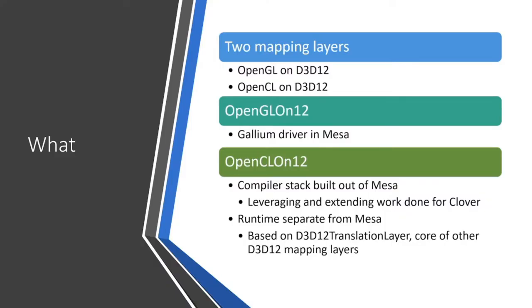It doesn't necessarily leverage the OpenCL API implementation in Mesa, but it heavily leverages the compiler stack out of Mesa and expands on a bunch of work that's already been done there for the Clover OpenCL implementation. The runtime we are building separate from the Mesa codebase. We're basing it on top of our D3D12 translation layer, which is the core of our other D3D12 mapping layers. Specifically, we have a D3D11 on 12 and a D3D9 on 12 mapping layer that use it.